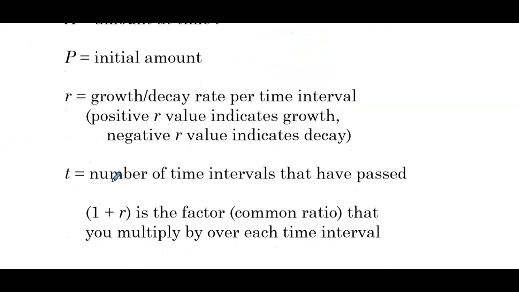T is the number of time intervals that have passed. So in that first example, it was years, right? 2 years or 3 years. And 1 plus R is the factor, the common ratio, what we're multiplying by from year to year, over each time interval. This common ratio is what we define as the base of the exponential function that we're creating. Now, in the rest of this video, we're going to work on identifying this growth and decay rate. And in the next video, we're going to create this function on our own.